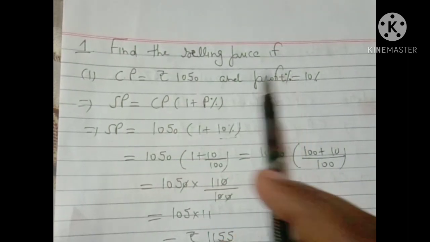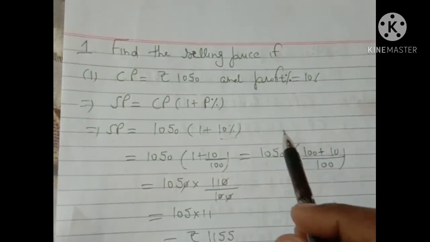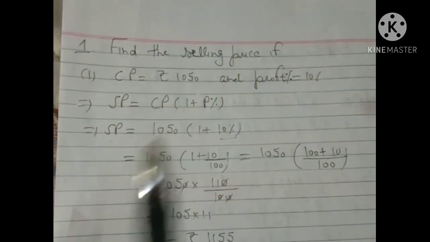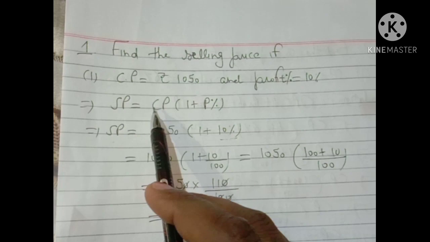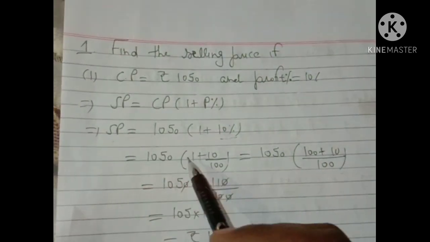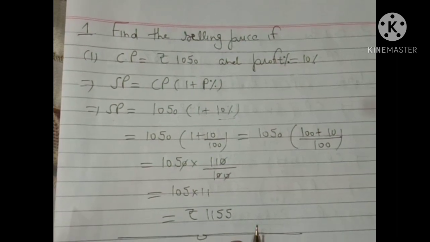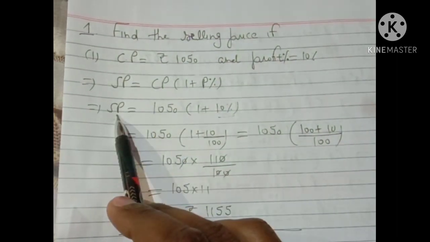So in this case we have to apply the first formula. Why? Because in this case the profit percentage is given and we have to apply the formula in which the profit percentage is there. And now you can see the selling price is equal to CP into 1 plus profit percentage. So this is a very simple formula and we have to apply this one here to find out the value of the selling price.